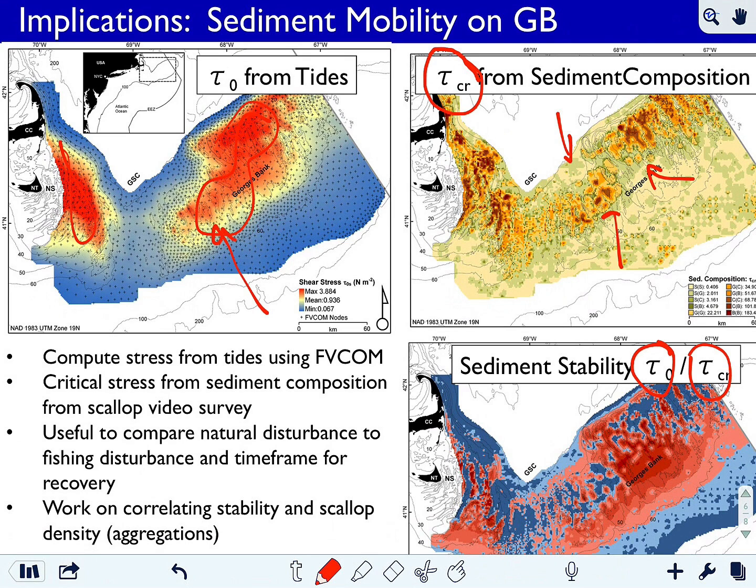If tau naught is less than tau critical, then you have blue, and the bed is essentially immobile to the tidal flows. If you have a strong red, that means the shear stress associated with the tides is much greater than the local critical shear stress. So you see these patterns emerge where even on the cap there are places with cobble and large substrates that are fairly safe for the scallops, where in the absence of wave-driven stresses you don't have much mobility of the bed, which is pretty interesting. So again, this is coupling a video survey and an oceanographic model.